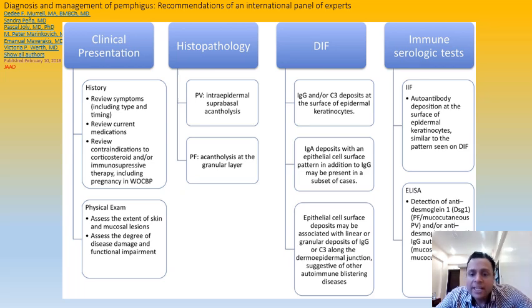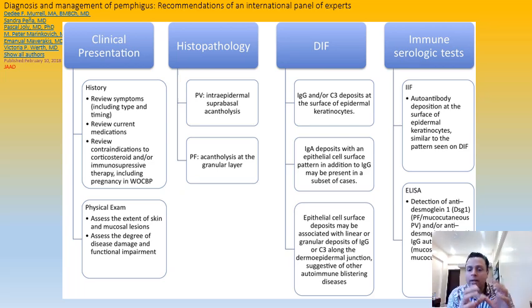DIF will show IgG and C3 deposit on the surface of the epidermal keratinocyte. And if there is an IgA deposit with an epithelial cell surface pattern in addition to the IgG, it may be present in a subset like IgA pemphigus. So you have to know epithelial cell surface deposit may be associated with a linear one. If it is a linear granular deposit, IgG and C3, I told you.